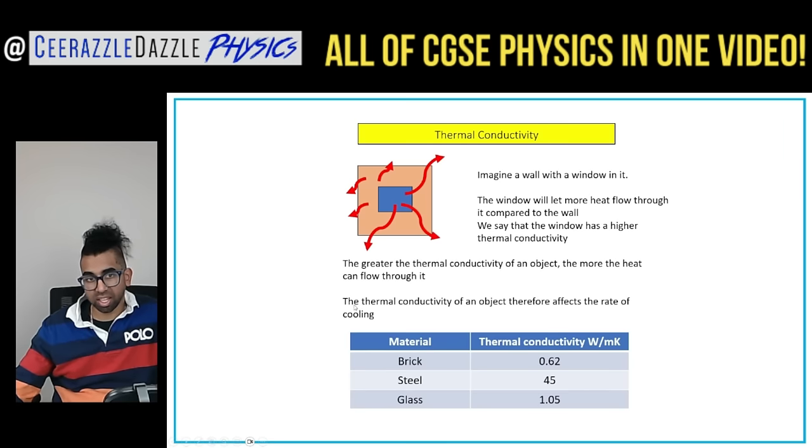And look over here, the thermal conductivity of an object therefore affects the rate of cooling. And look, I've got different materials: brick, steel, and glass. We know that the glass has the highest thermal conductivity because the heat can flow through easily. Brick has the lowest. That's the reason why you build bricks around a house to keep the heat in, obviously.